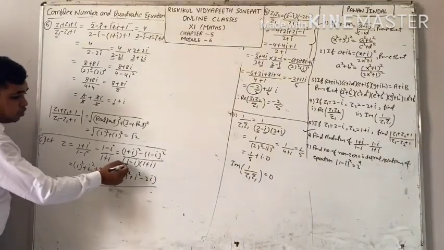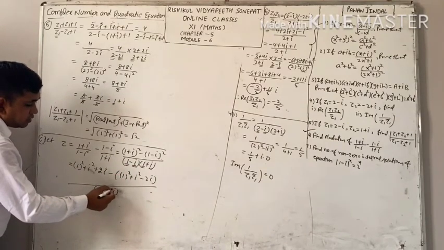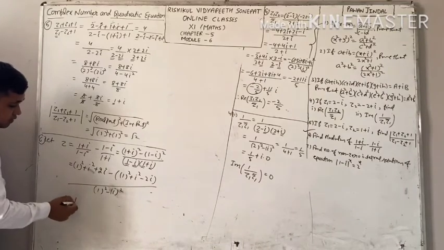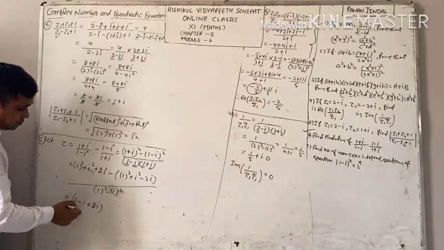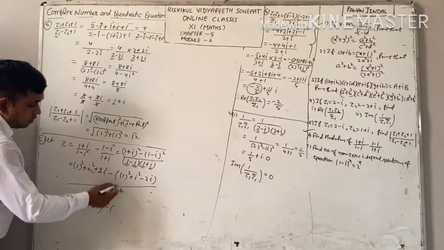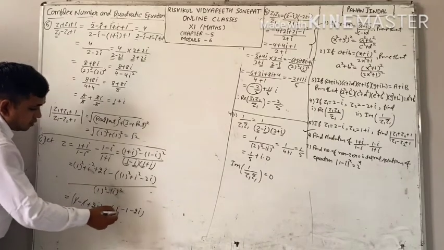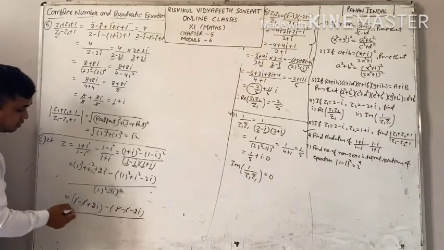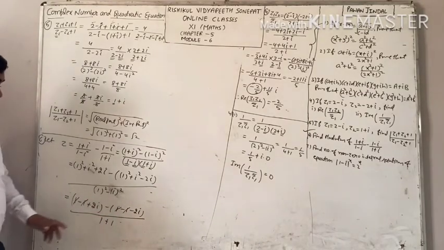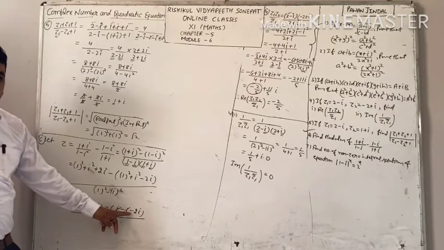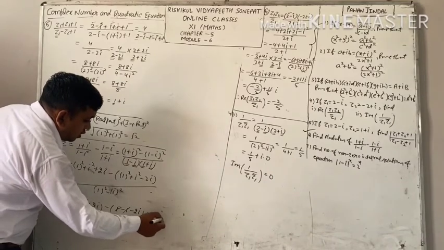Divided by. In the denominator, apply the formula (a minus b)(a plus b), which is a square minus b square. See what you will get. 1 square is 1. Iota square is minus 1. This is your plus 2 iota. This one is cancelled out. Here also, 1 square is 1. Iota square is minus 1. This one is cancelled out. Divided by, 1 square is 1. Iota square is minus 1, minus minus plus. In the denominator 2 iota. This is your minus minus plus. It will become 4 iota upon 2 iota.